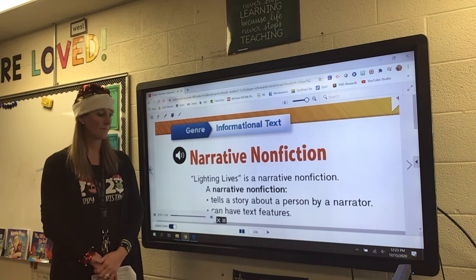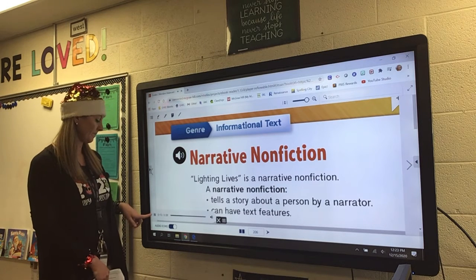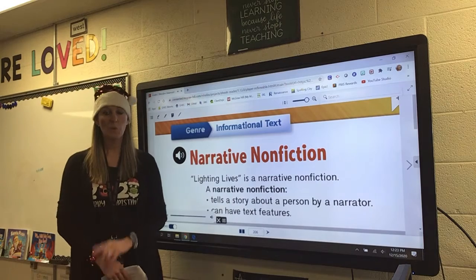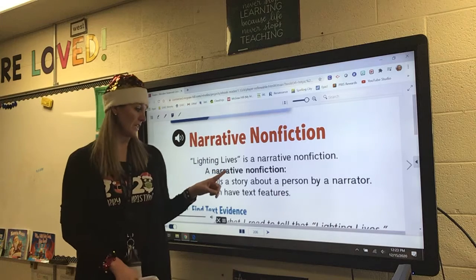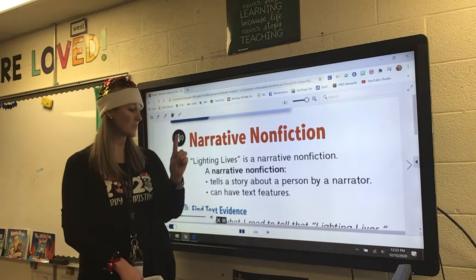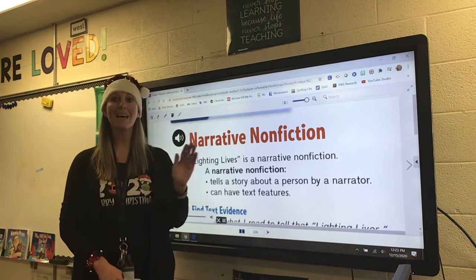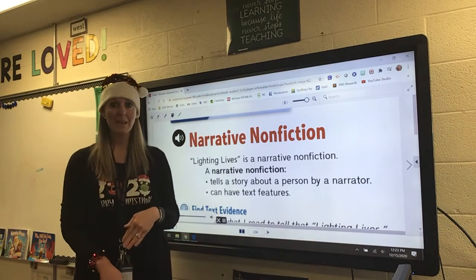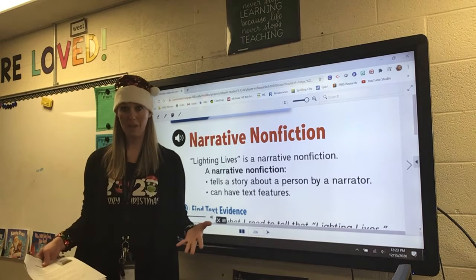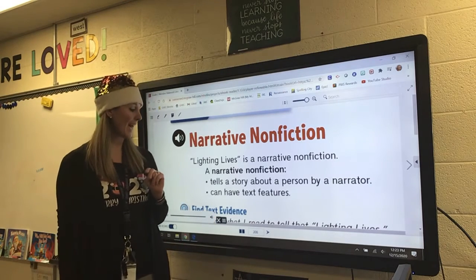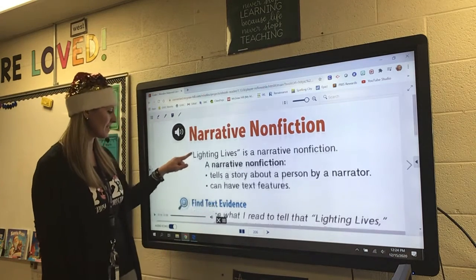A narrative nonfiction tells a story about a person by a narrator. It can have text features. Okay, so right there, a narrative nonfiction, number one, tells a story about a person by a narrator. So a narrator is another person that is reading it and telling that story to the audience. So we'll be looking for that. Number two, it can have text features. So what are text features? Let's look down here to see.